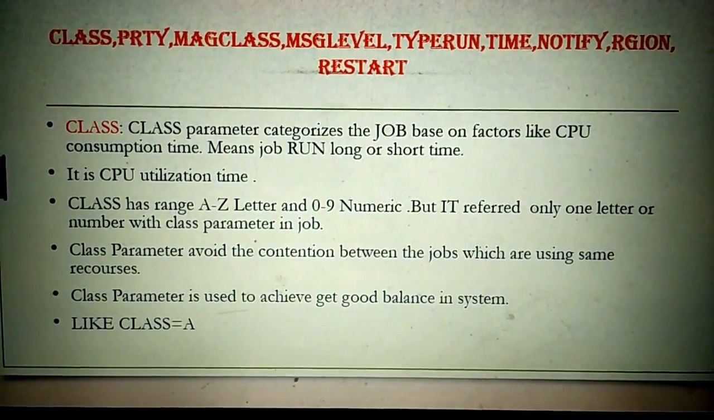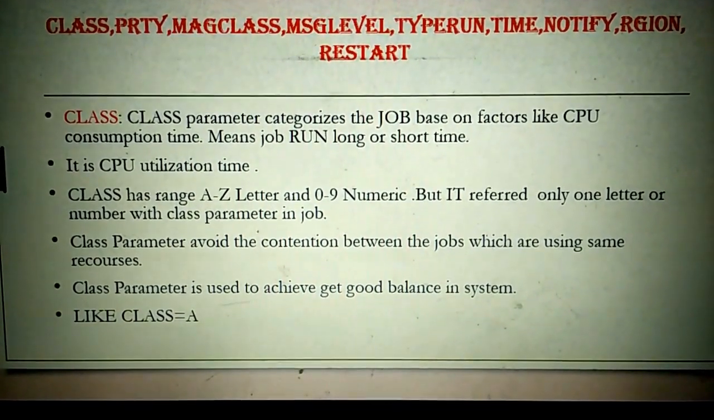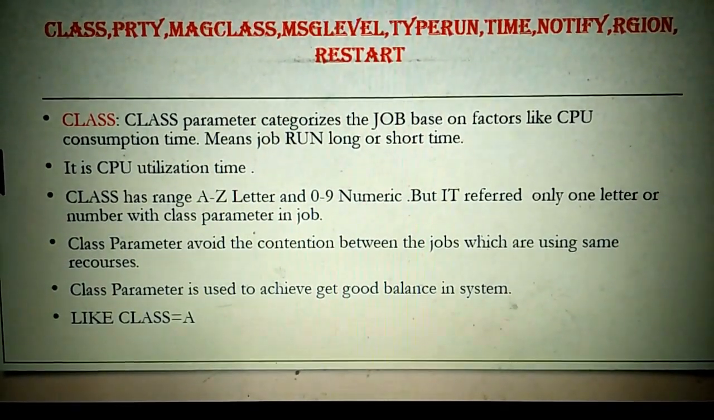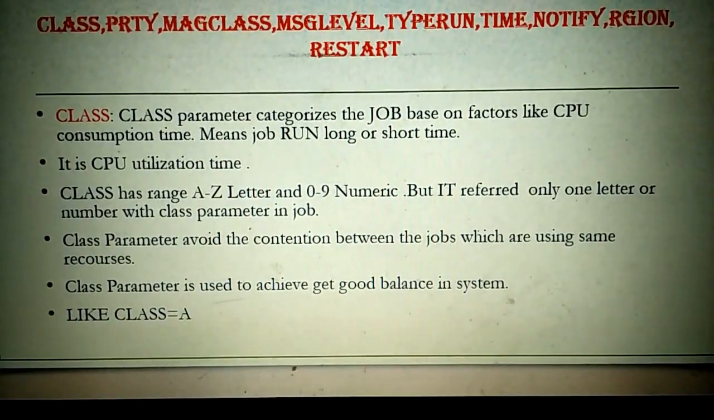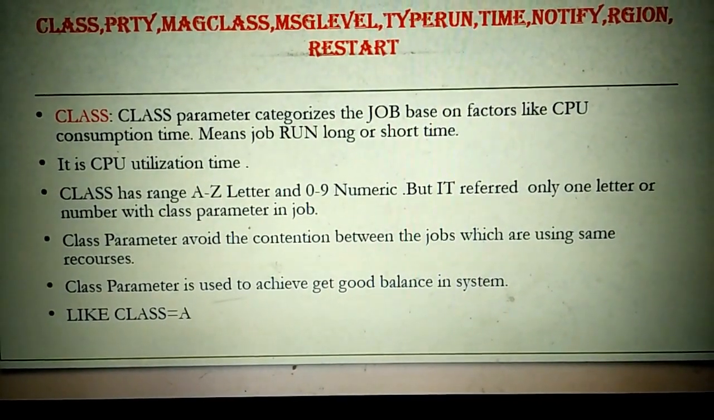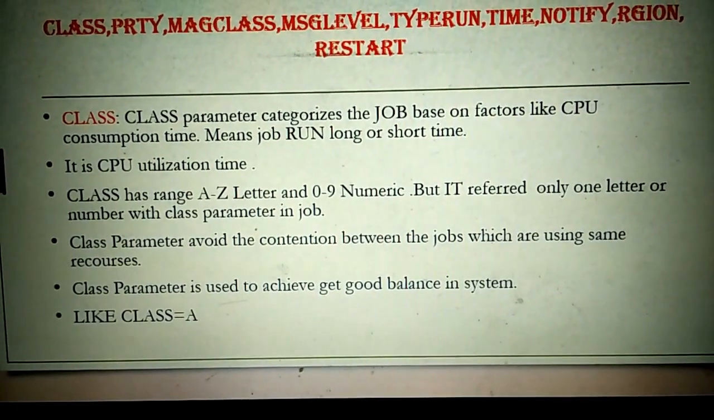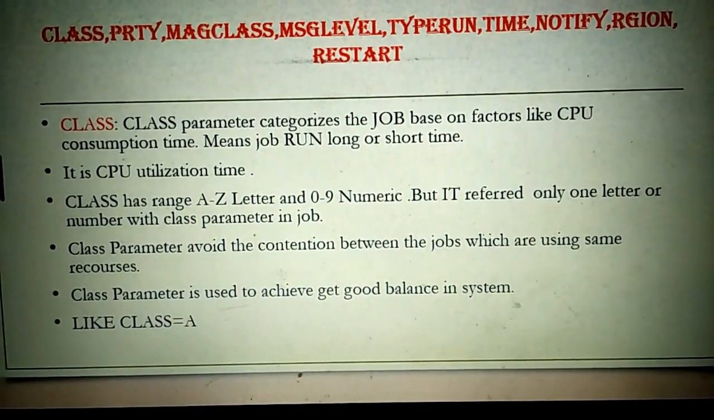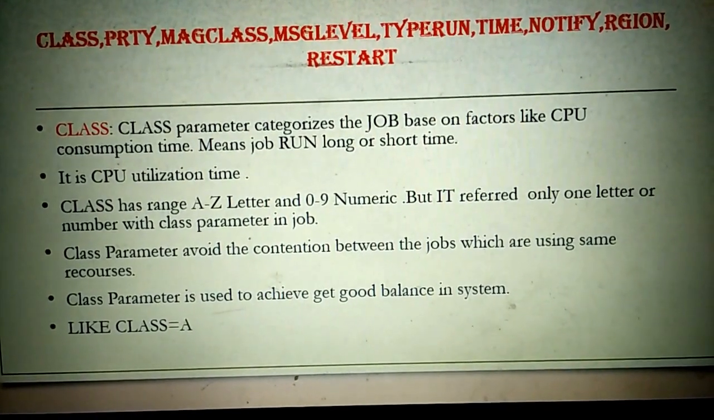So that is the class parameter, just the CPU utilization time, and class has a range alphabetically A to Z and numeric 0 to 9. But in a job you can give only one letter or number with the class parameter. In the job card you give one letter or one numeric, like CLASS=A, the syntax we have given here. So we can give CLASS=Z or CLASS=9, but only one letter or one numeric.